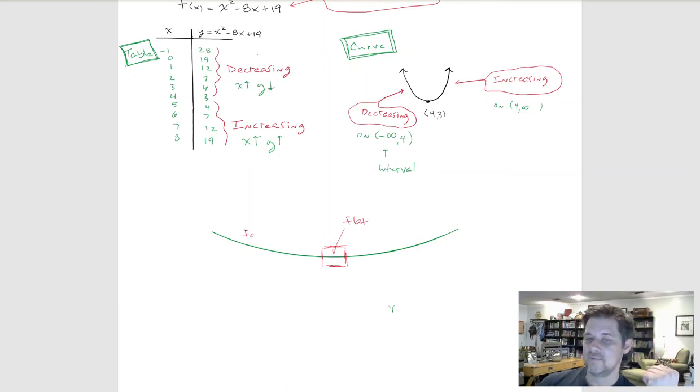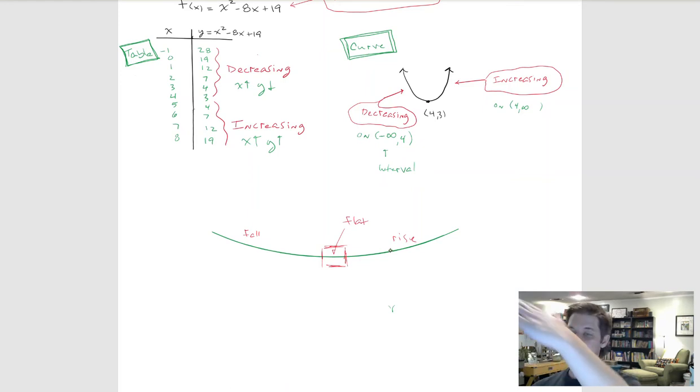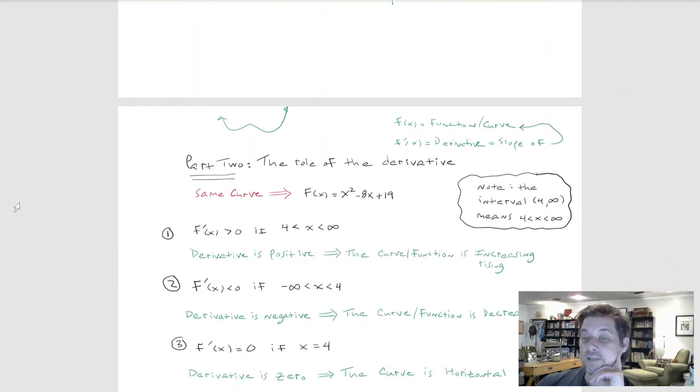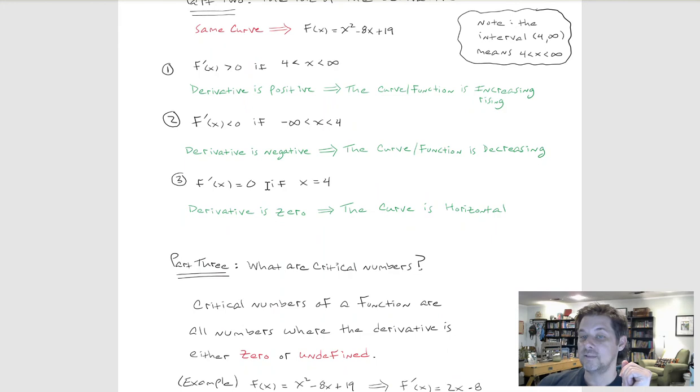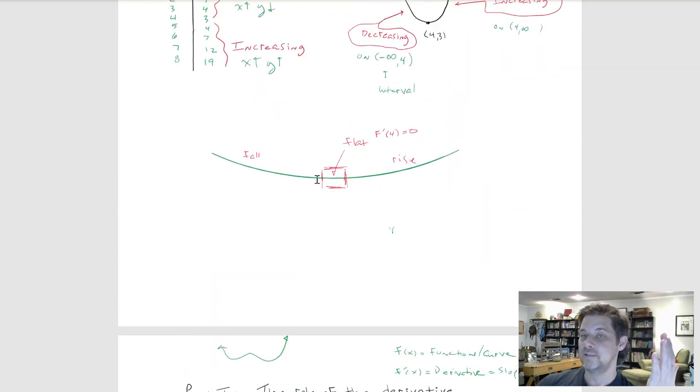Here it's falling, or decreasing, but in order to turn around and rise, it's got to flatten out and then start going up. So right there at the bottom, it's flat, and the derivative is 0 at that point. That point is 4. So if the derivative is 0 at any particular point, the curve will be horizontal, and that may be a spot where the curve transitions from falling to rising or vice versa.